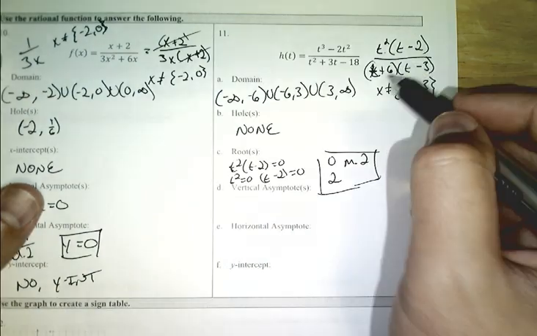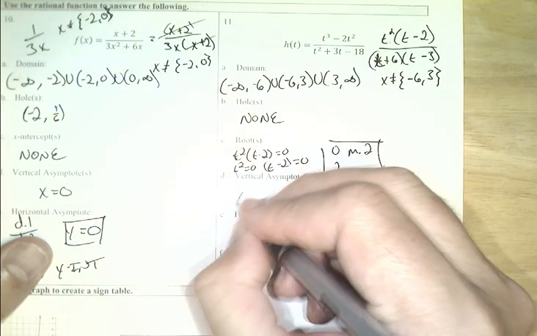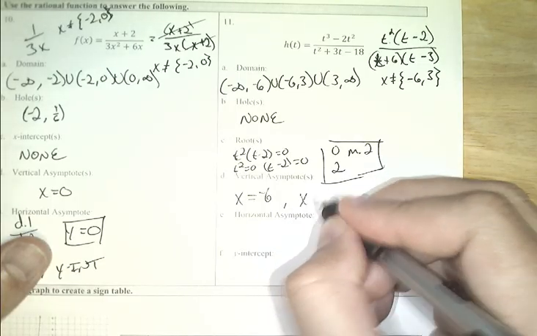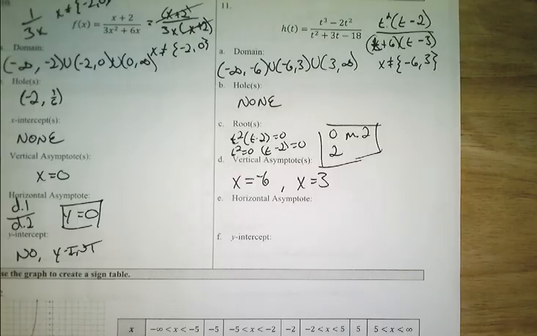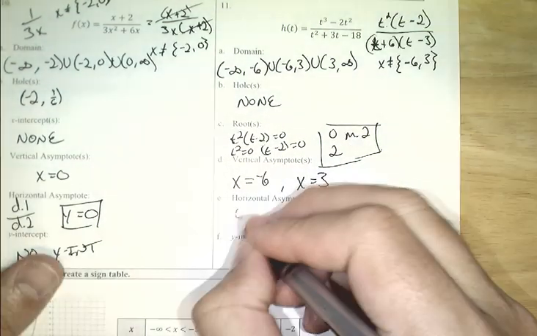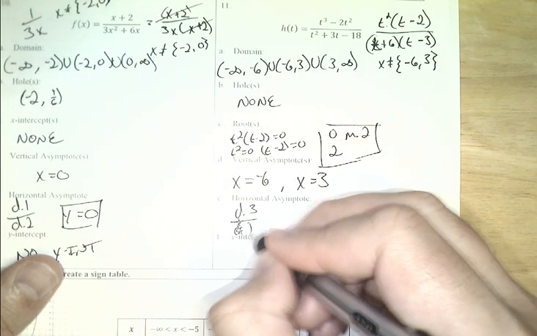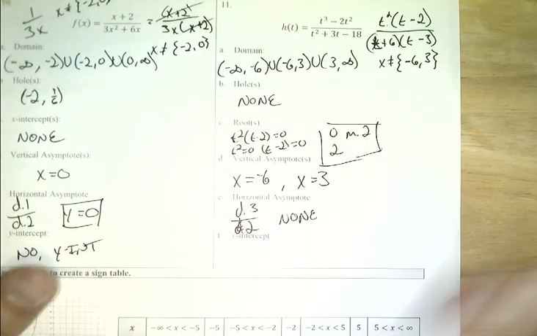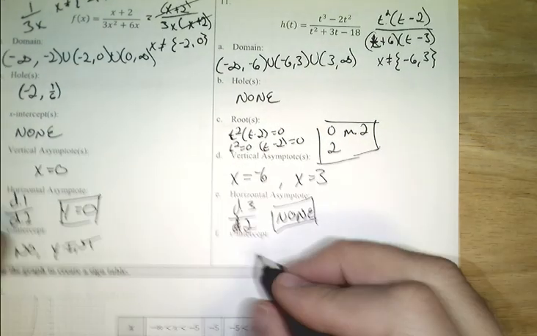Vertical asymptotes: since nothing canceled out to be holes, both of these excluded values will be vertical asymptotes. So x equals negative 6 will be an asymptote, and x equals 3 will be an asymptote. Horizontal asymptote: the degree on top is 3 over a degree on bottom of 2. If the degree on top is bigger, then there is no horizontal asymptote. They will go to positive or negative infinity.